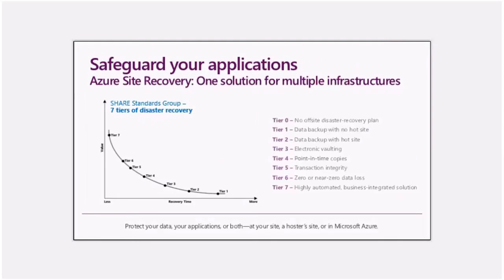So if we look at the various levels as defined by the SHARE Standards group of disaster recovery tiers, it starts off at tier 0 and tier 1, where basically there's no kind of plan, there's no backup, and it stretches right up to tier 7 of a highly automated, business-integrated solution of, you know, zero data loss, instant automatic recovery. And Azure Site Recovery is pretty much considered a tier 7 solution, so it allows you that business continuity without the huge capital expenditure on premise.